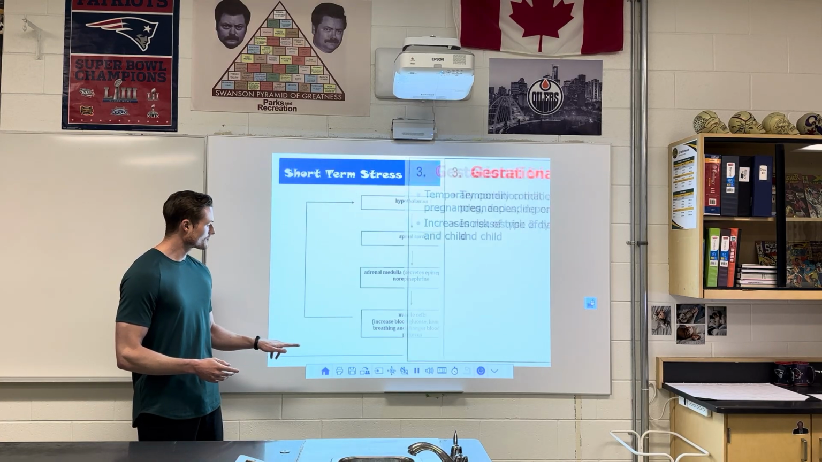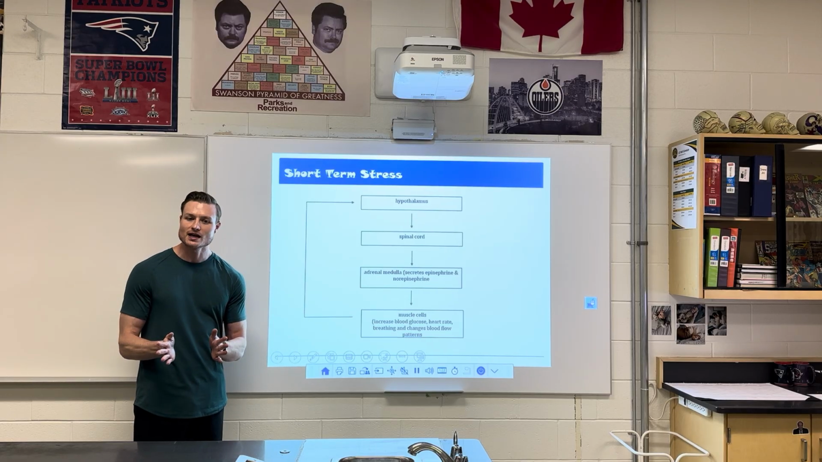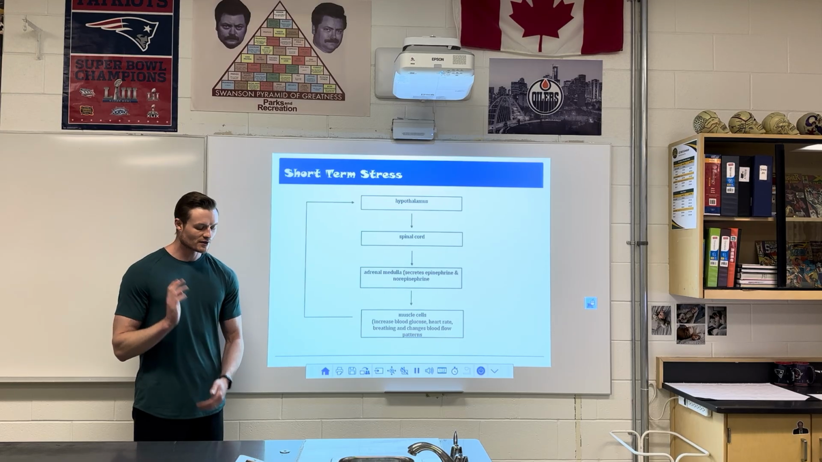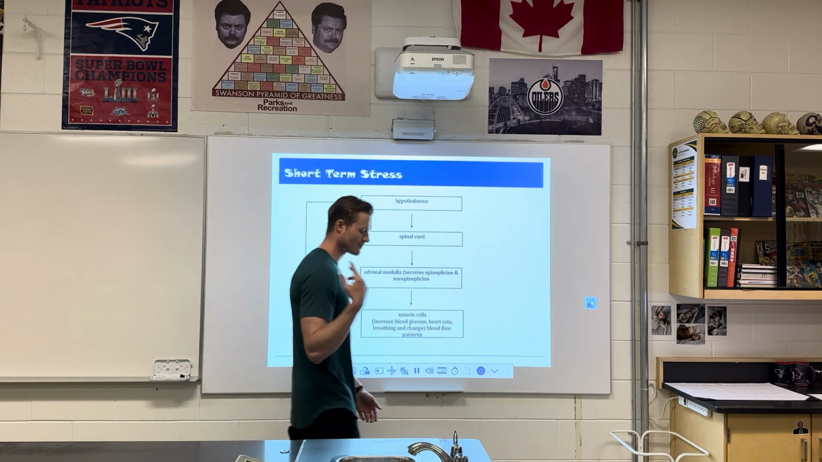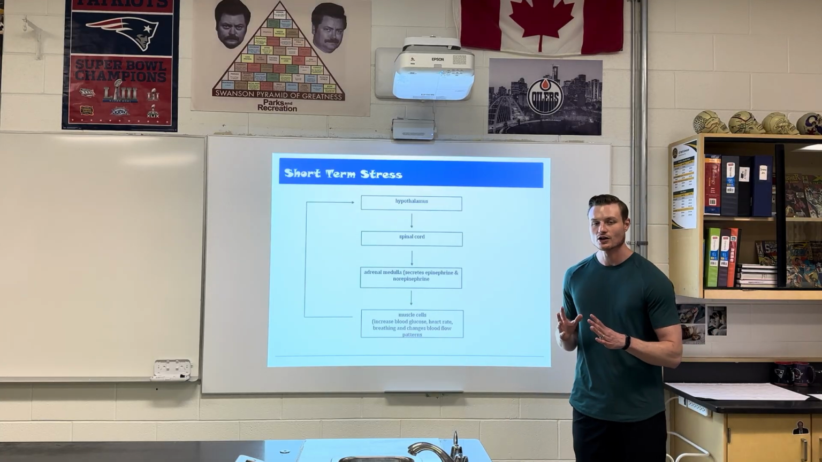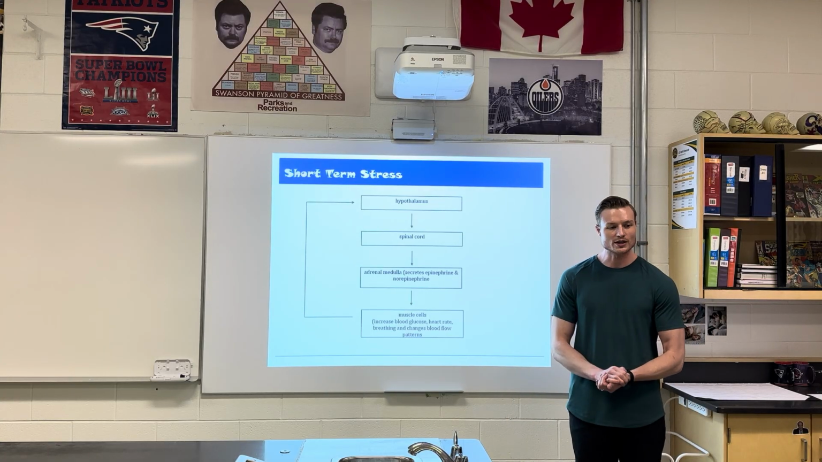So the next two feedback loops we're going to look at are stress feedback loops. So this one is going to be for a short-term stress situation. This is going to be something like a fight or flight response, right? We've talked about this before. This would be an immediate, you're in danger, or your body thinks it's in danger. What are we going to do about it?